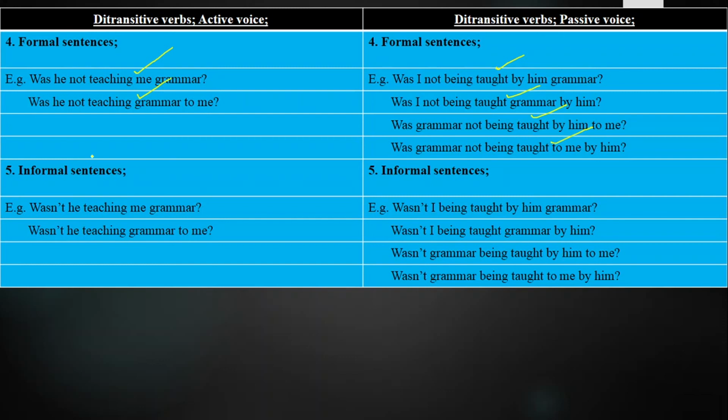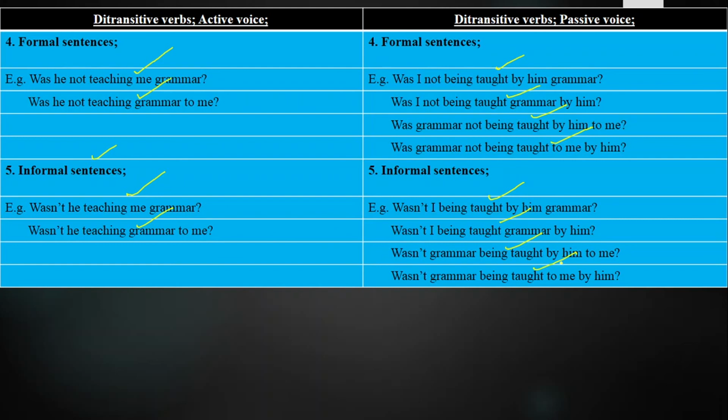Informal sentences, we have got the last sentence that is known as informal of past continuous. Wasn't he teaching me grammar? Wasn't he teaching grammar to me? Wasn't I being taught by him grammar? Wasn't I being taught grammar by him? Wasn't grammar being taught by him to me? Wasn't grammar being taught to me by him? So these are the informal sentences of past continuous.